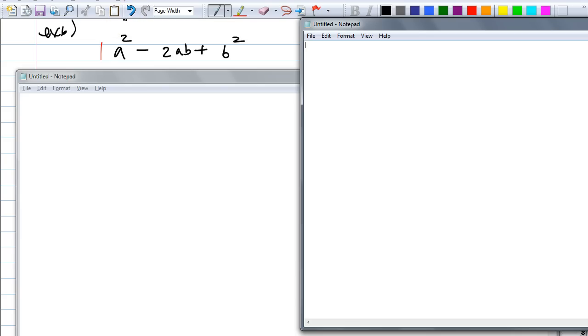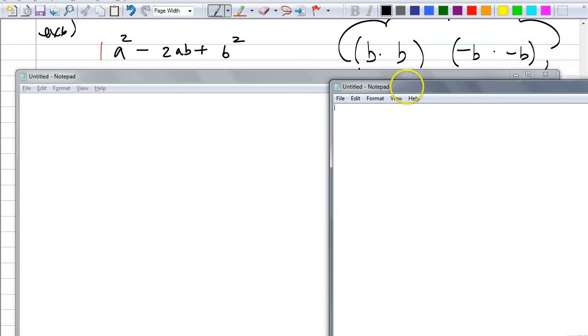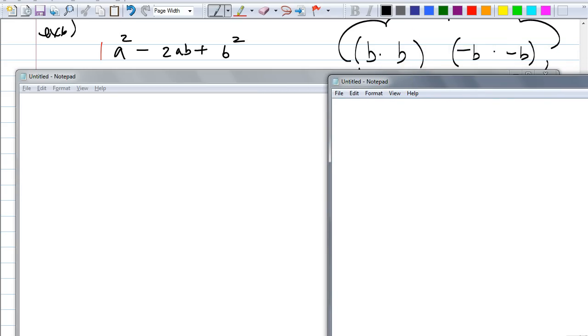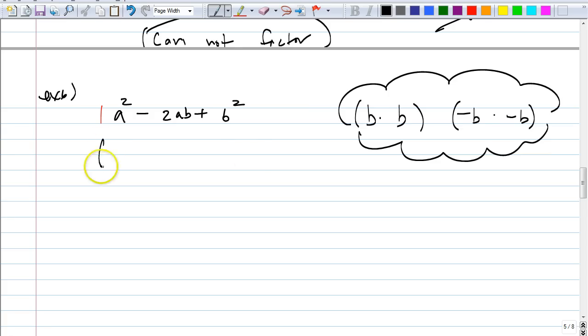Okay, so how many ways are there to get b squared, guys? 2. There are 2. You could have b times b or negative b times negative b. Which one of these gives you negative 2ab in the middle? Raise your hand. Rachel, what'd you get? I didn't finish. Okay, so let's think about this together. So Rachel, we know it's got to be this, right? How many ways are there to get a squared? Well, a and a, right, Rachel? So it's going to be plus, plus.